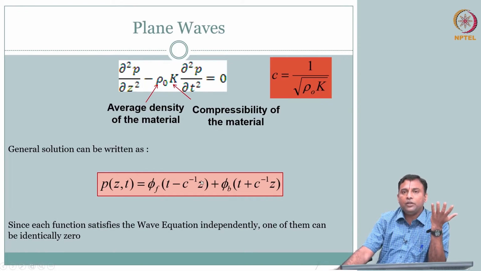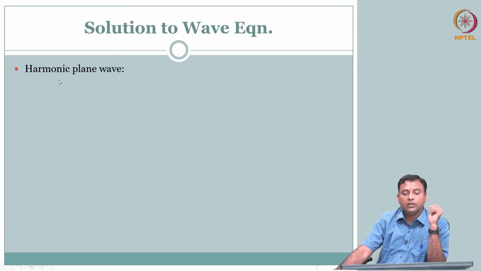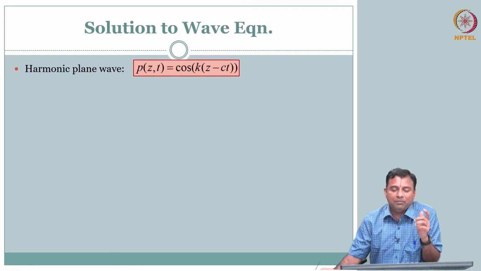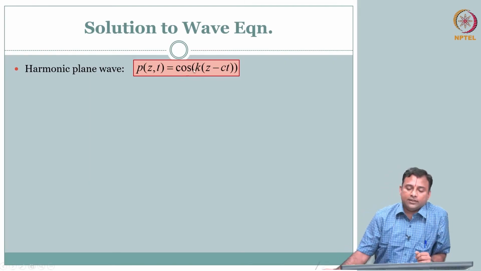One typically used solution is the harmonic plane wave. What do we mean by that? P of z and t is cos of k of z minus ct. You could have a delta function also. You can have any function, a triangular waveform, a square waveform, anything that satisfies this equation, but typically we use a cos.